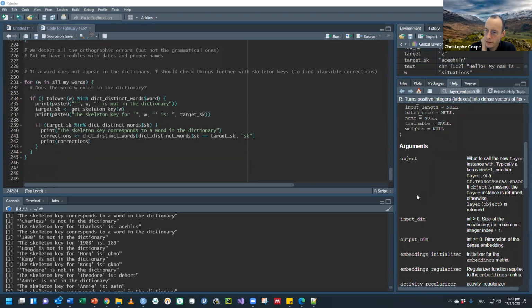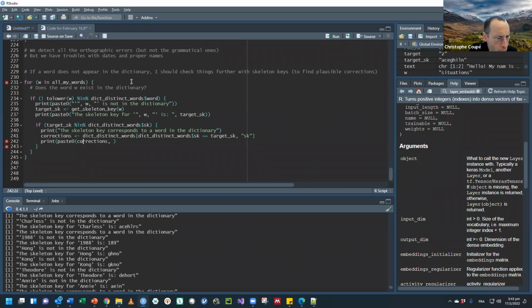Yeah, all right, so we can try. Maybe if I print all the corrections like this, it is going to be quite messy. So I'm going to use something I have used before. I'm going to use paste0 with all these corrections.